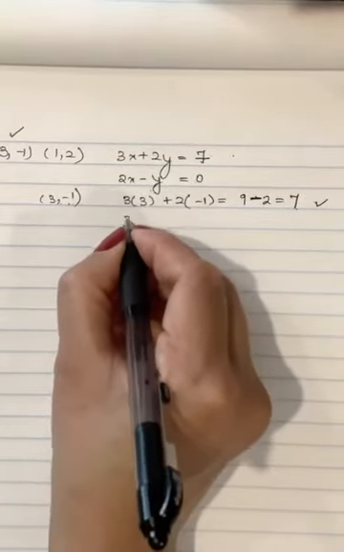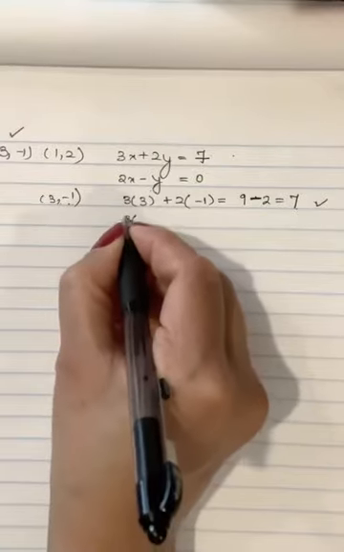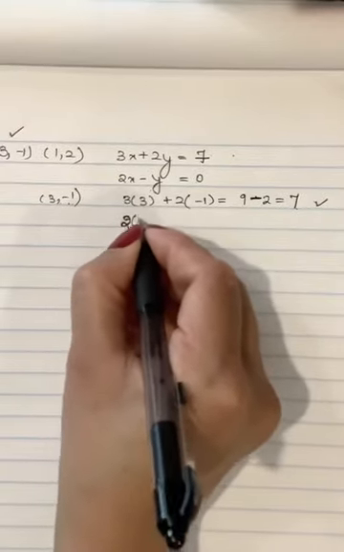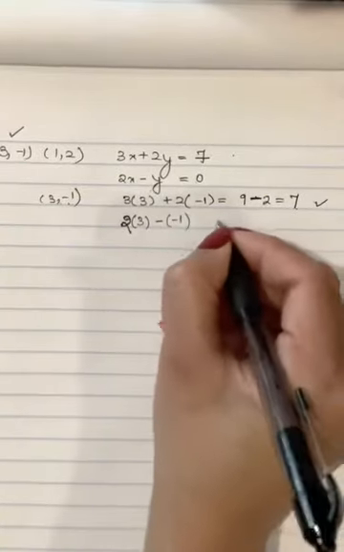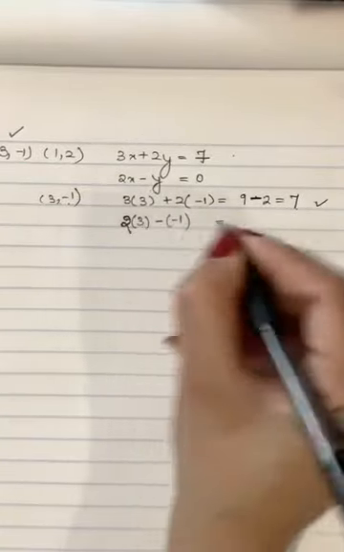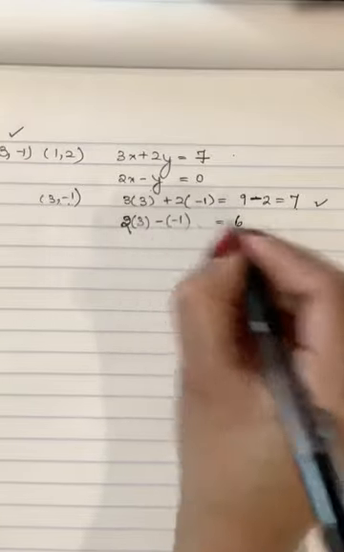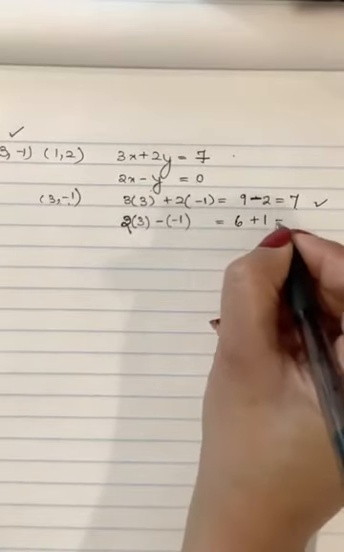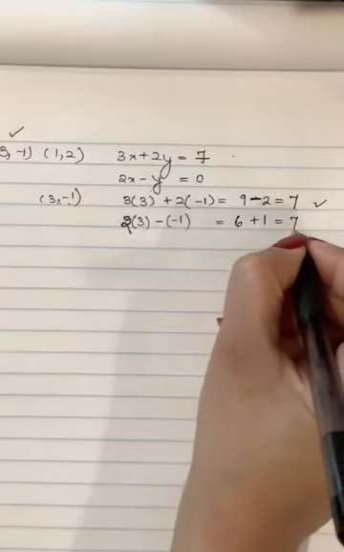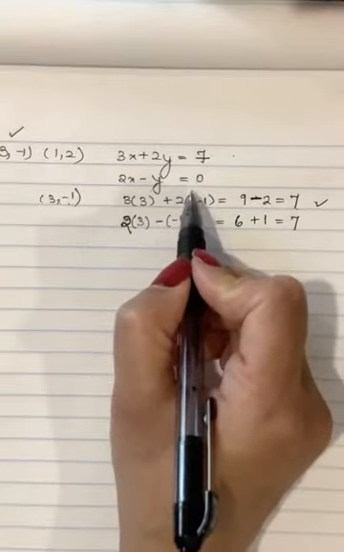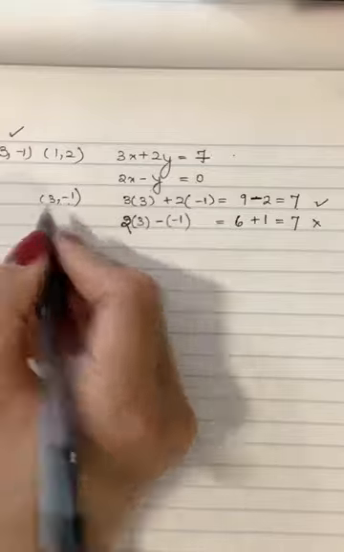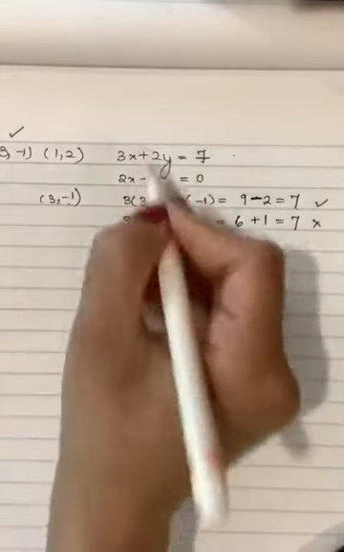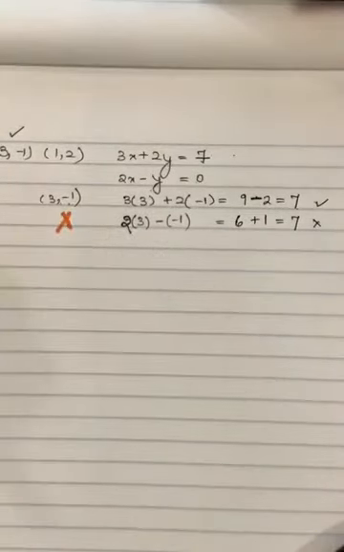So it is going to be 2 times 3 minus -1, which gives us 2 times 3 is 6. 6 plus 1 gives us 7. But we should have got 0. So this does not work. So this point fails the system of equations.